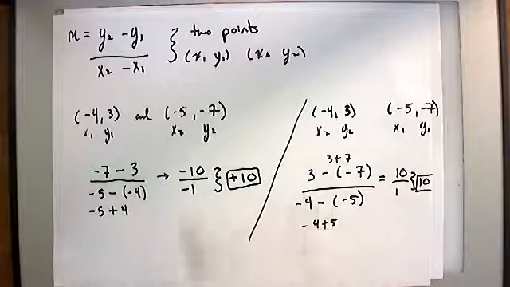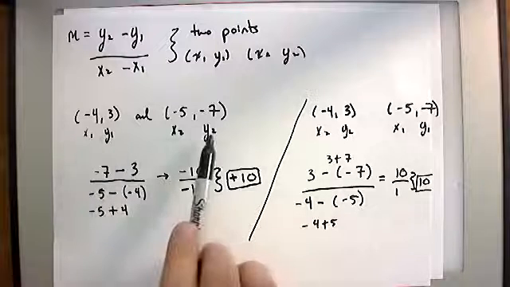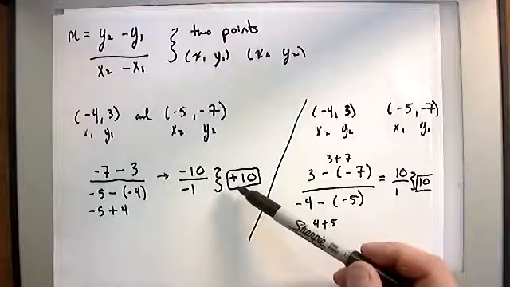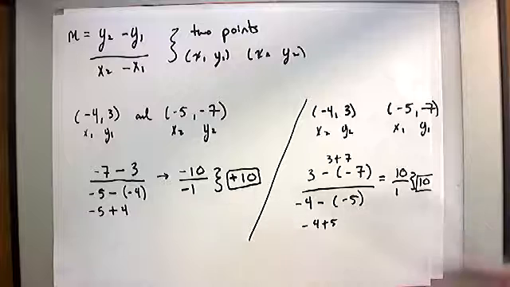Just pick one. It's just a label. Here's your first point. Here's your second point. And make sure you get in your notes that this is positive 10 here and here. The answer should not change, okay?